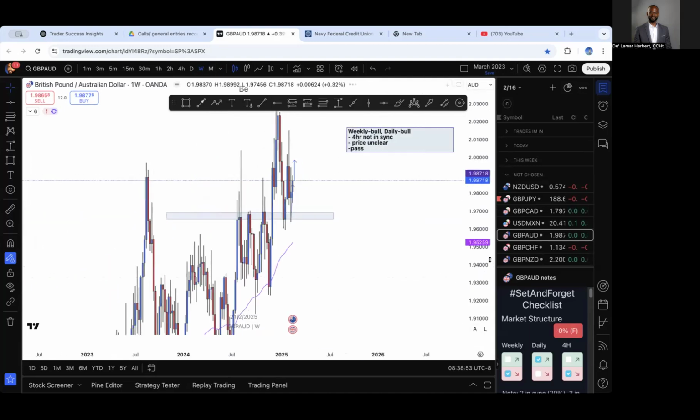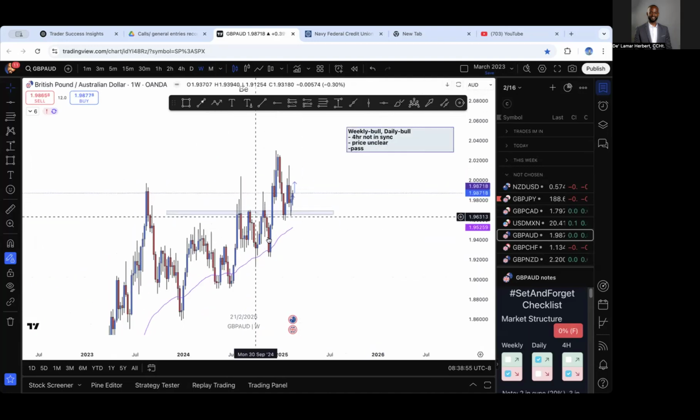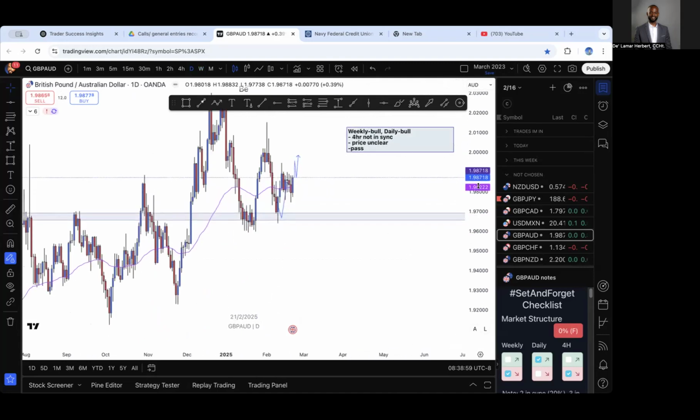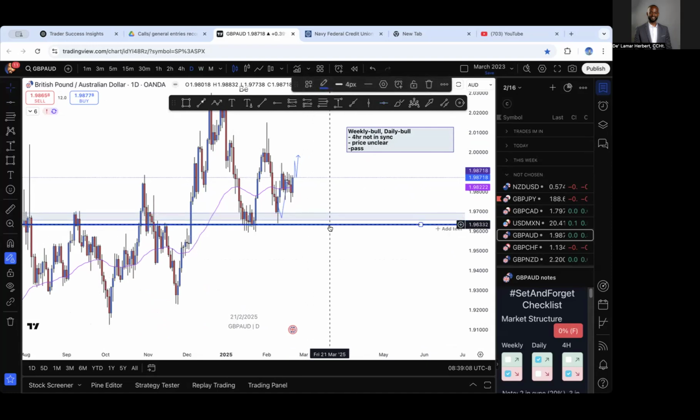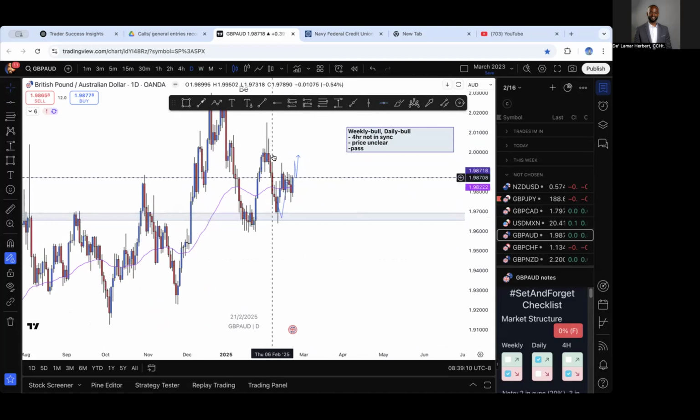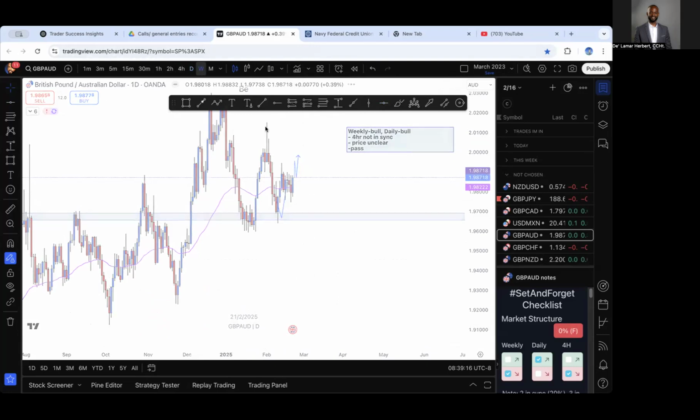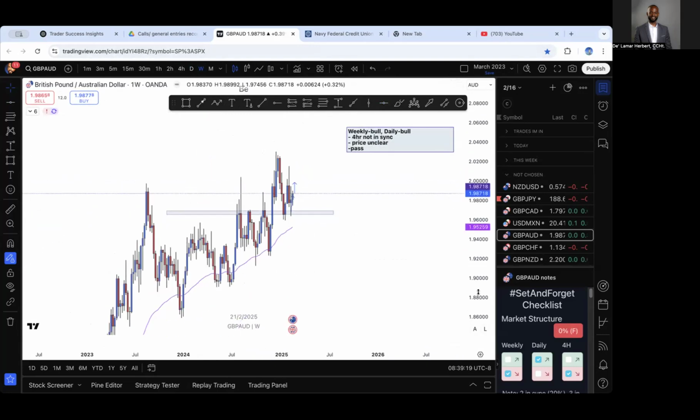GBP AUD. Okay, we got bullish weekly, daily bullish because we had a structure shift down here. So daily bullish from here to here, daily bullish. Then we have all this kind of like unclear structure. I would like to see it a little bit more clear. Price is in the middle. It's moved away from the AOI. Unclear, pass.